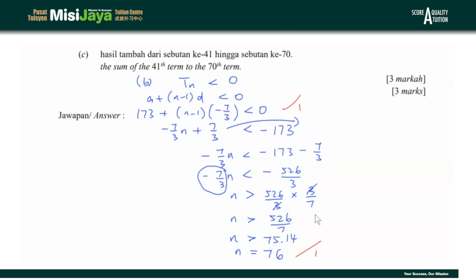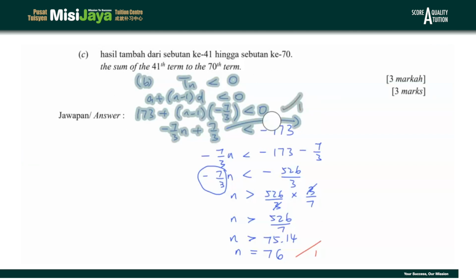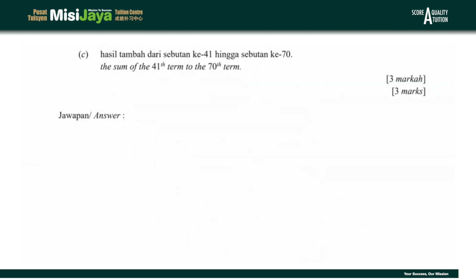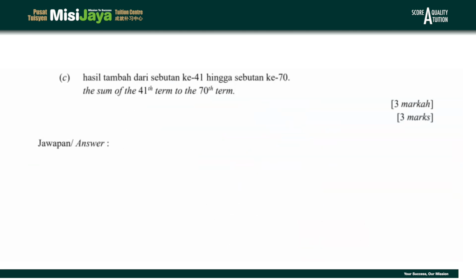Then after that we're going to continue with C. Let me erase this so that I have space to write the answer for C. For C, find the sum of the 41st term to the 70th term. If I were to draw a number line, here is T1, here is T41, and this is T70. They want you to find the sum, the total from T41 to T70.